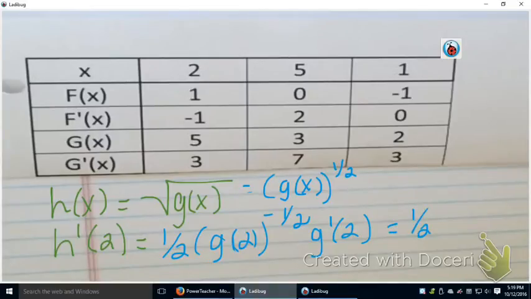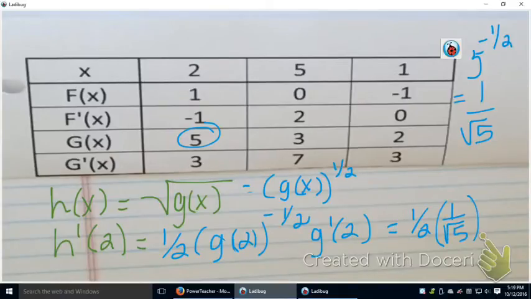So then I will have 1/2. G of 2 is 5. 5 to the negative 1/2 is 1 over the square root of 5. So I'm going to go ahead and write that. G prime of 2 is 3. And so you can leave it like that, or you can write 3 over 2 square root of 5.